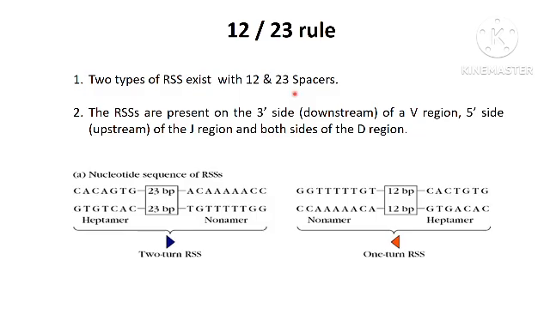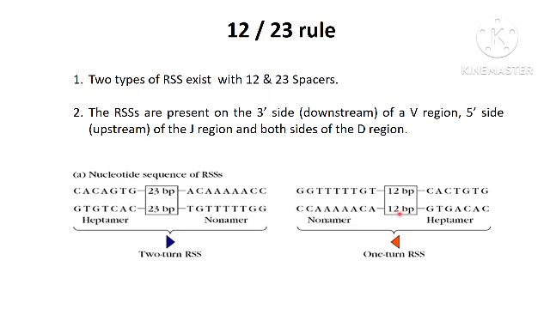You have to remember the 12/23 rule. This is a kind of regulation on recombination of VDJ segments. We have seen that RSS can be of two types, with a 12 base pair spacer and a 23 base pair spacer. This is called 1-turn RSS. This is called 2-turn RSS.